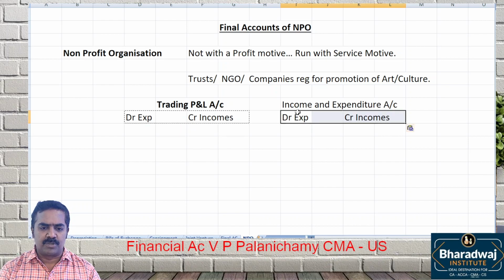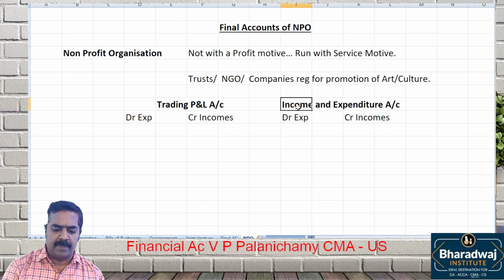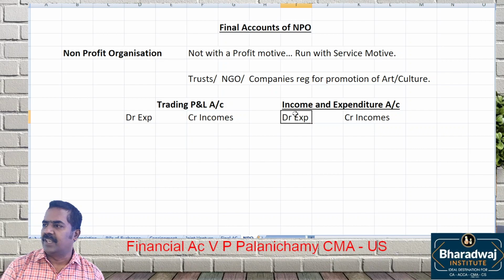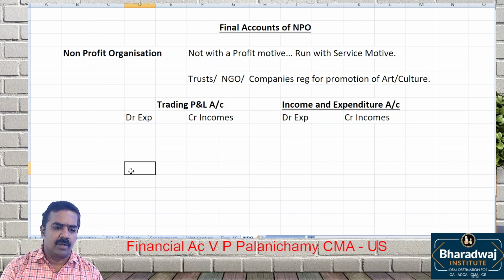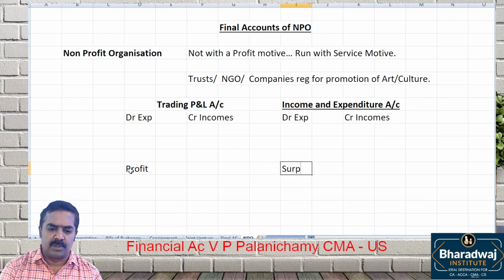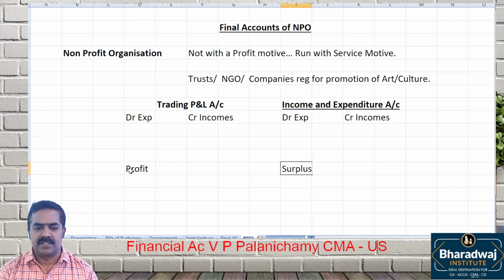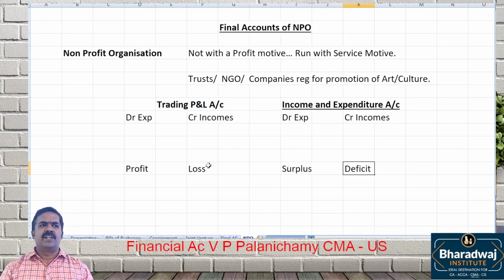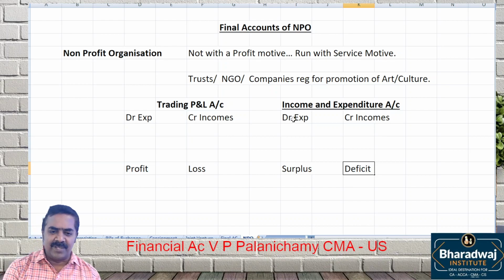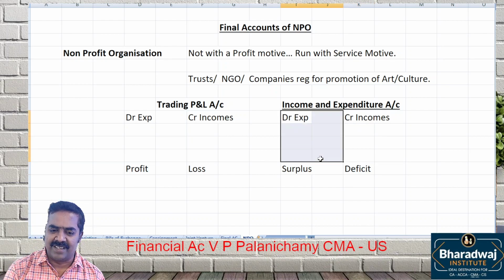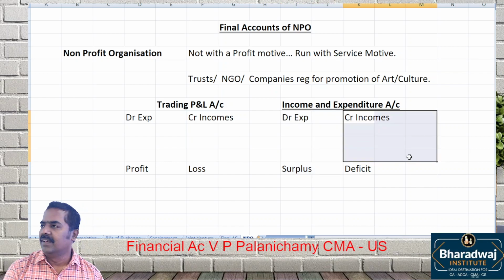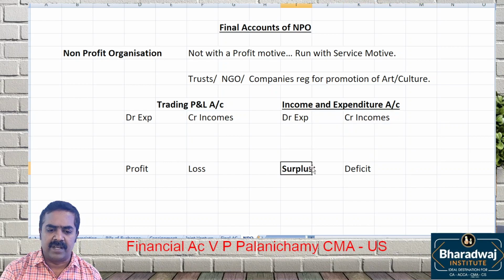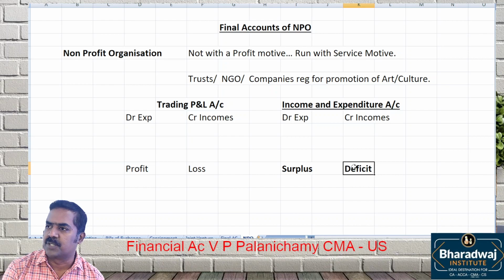For an NPO also, there will be some incomes. You credit the incomes and debit what? Expenses. The trading P&L account, our answer, we call it as which one? Profit. In income and expenditure account, they call it as surplus. That's the difference. Profit or which one? Loss, it's called as surplus or deficit. So, where is the difference? Clear, debit all expenses, credit all what? Incomes. The balancing will be called as surplus, the other one will be called as what?